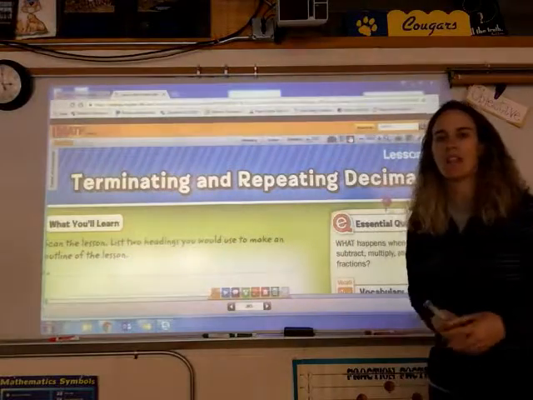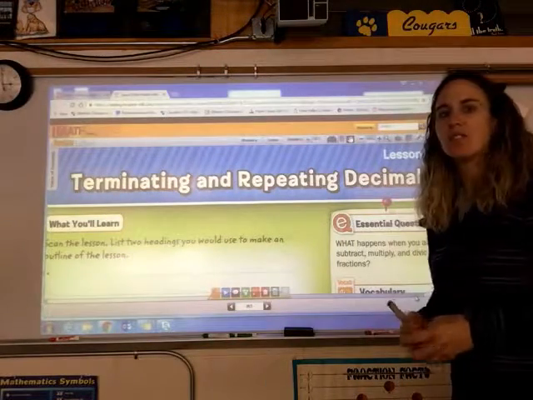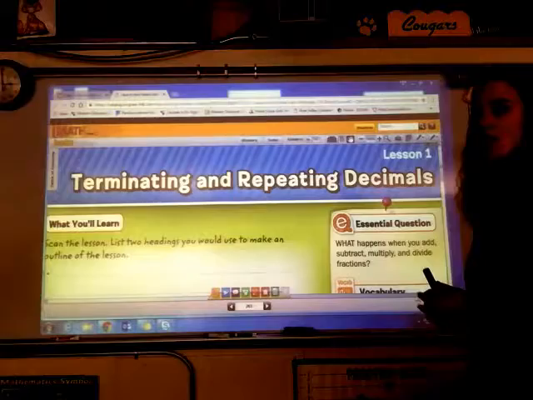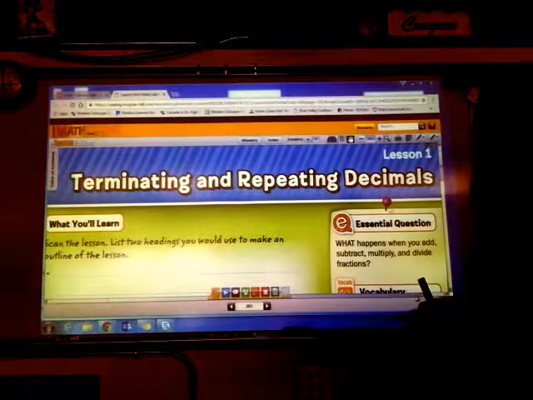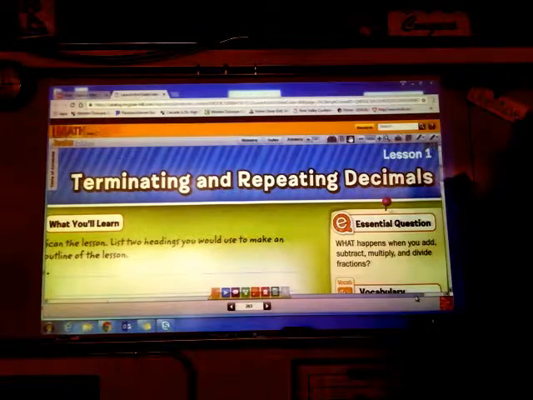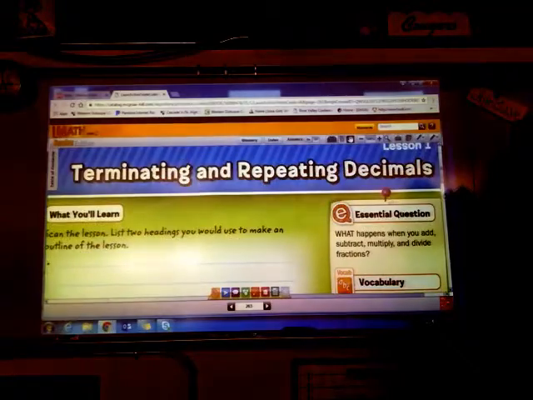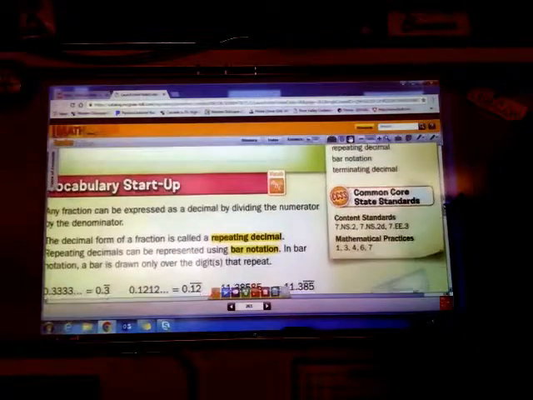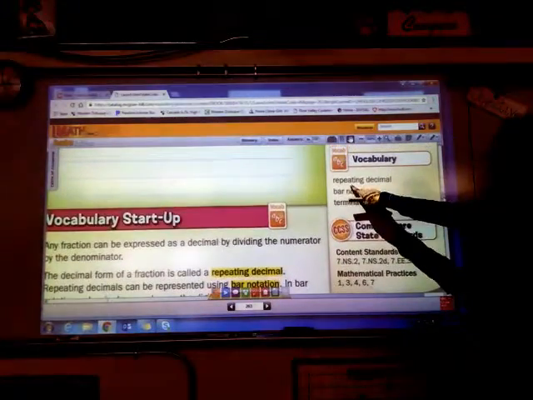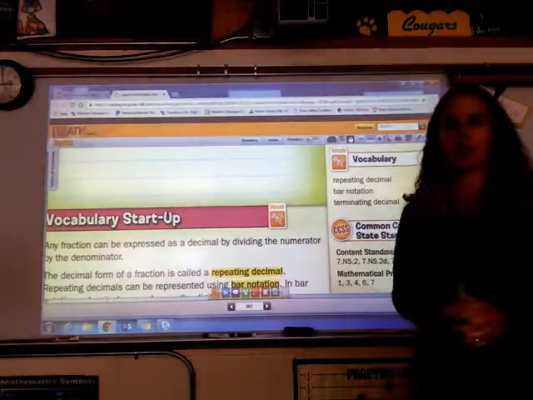Today we are going to begin lesson 1 of chapter 4. As you can see, this lesson is going to be working with terminating and repeating decimals. Just to take note, one thing that you do have is your vocab words for this lesson. You can take a look here. You are going to be filling in your vocab web.